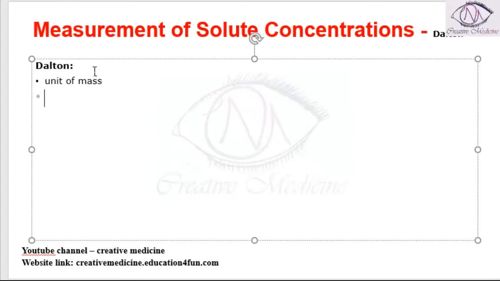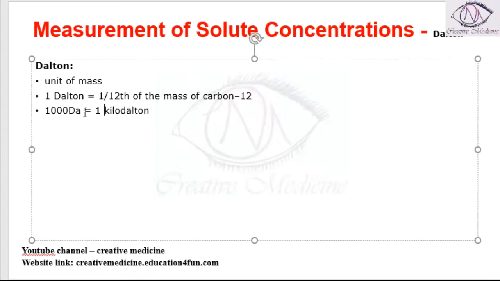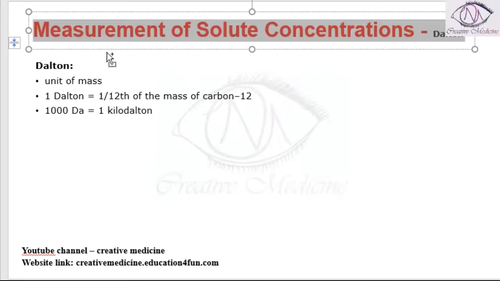So, 1 Dalton is equal to 1/12 of the mass of the carbon atom. Similarly, we have 1000 Daltons, which is equal to 1 kilodalton.